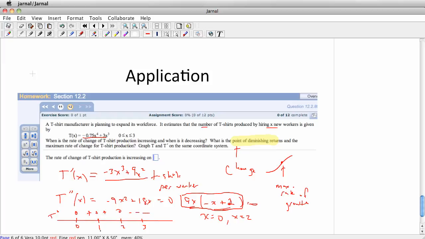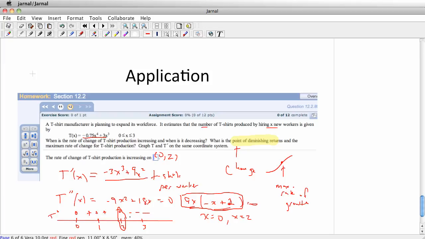So I do have this kind of shape where my graph is going to start off concave up, and then when it gets to x equals 2, starts being concave down. So the answer here for the rate of change of t-shirt increasing, well, that's the part I'm on this part of my graph, and so in this problem that is from 0 to 2. That's where I have an increasing rate of change of t-shirt growth. The point of diminishing returns then will be here at x equals 2. So 2 workers is good. More than 2 workers starts to have the diminishing returns.